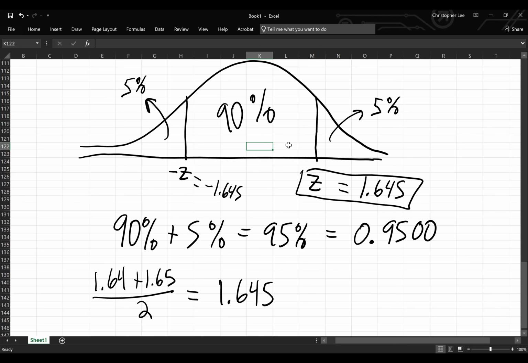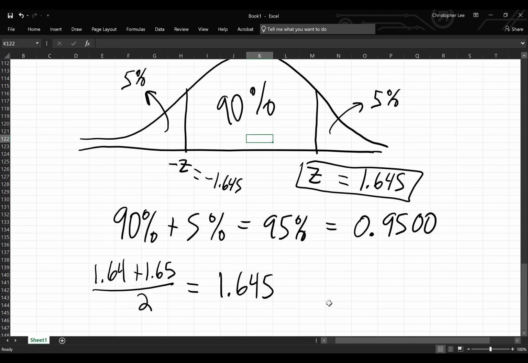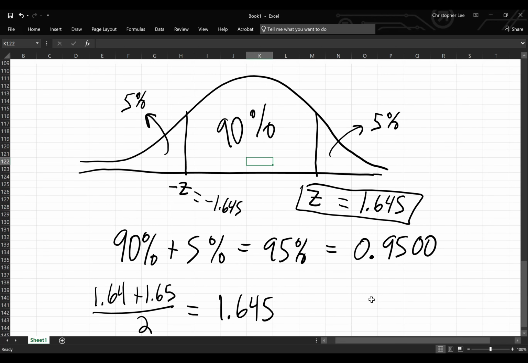I just wanted to show y'all this in case y'all see it again in the future. But to show you how to do it in the calculator, since you were asking about it, right? You remember the normal CDF? There's something called an inverse normal on the calculator. So I'll show you that real quick and briefly.